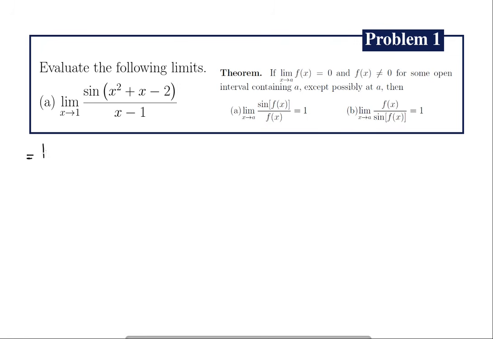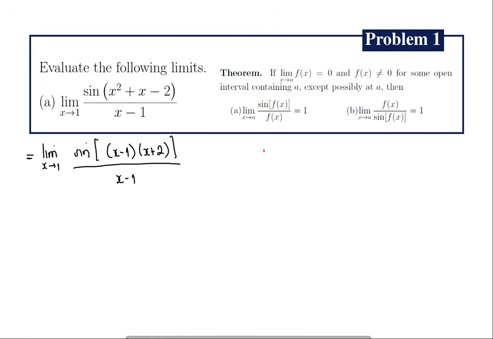loob ni sign. Okay? So what we can do is factor this out, so you'll get x minus 1 times x plus 2. And then just copy the denominator, which is x minus 1.